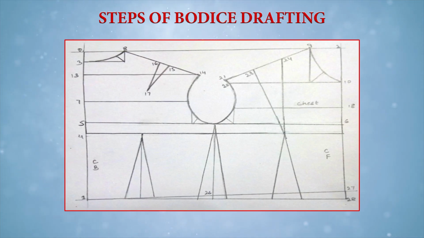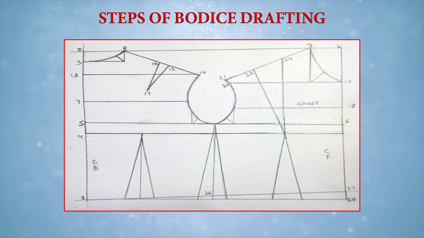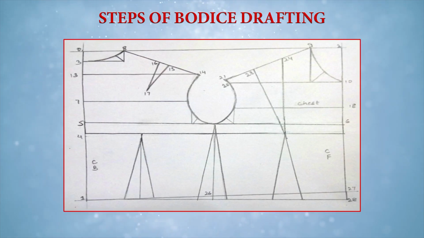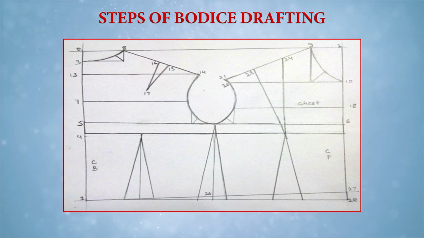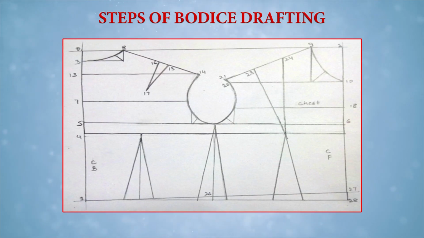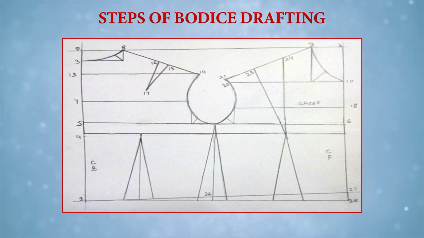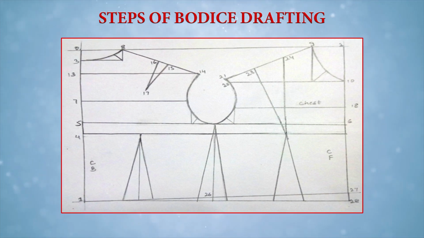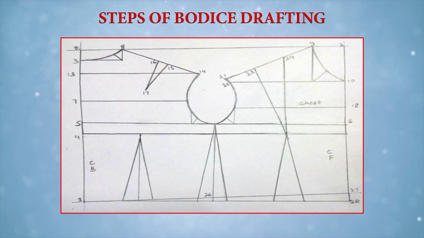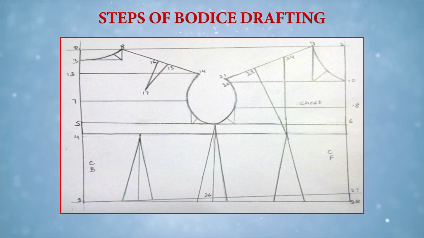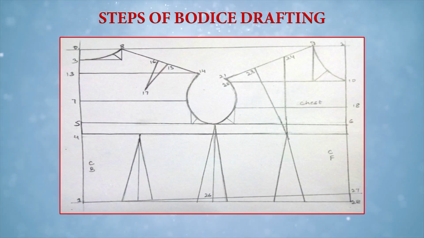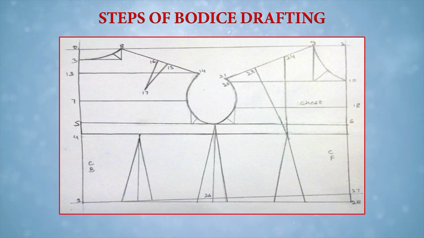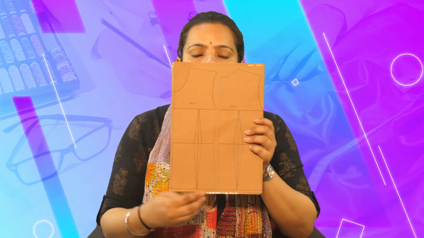In the middle of the picture, the round circle is the armhole side, and the triangle is a dart point. From that dart point, it is the side seam dart. From that dart point we separate the front and back portions of the bodice. So you can see in this picture how a bodice pattern is developed.